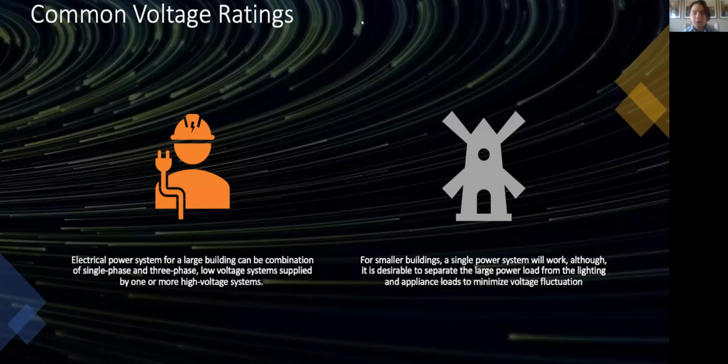So now we're moving on to common voltage ratings. In an electrical power system for a large building, this can be a combination of single phase and 3-phase. It'll be a low voltage system, and it'll be supplied by 1 or more high voltage systems. With common voltage ratings in smaller buildings, it's going to be more of a single power system. It is desirable to separate the large power load from the lighting and appliance loads to minimize voltage fluctuation.